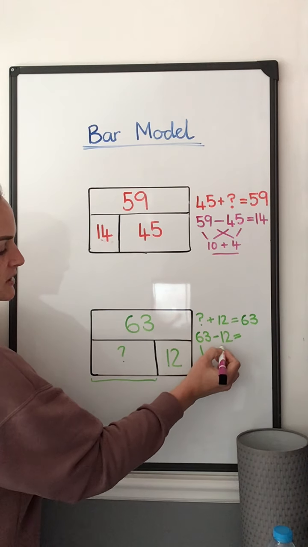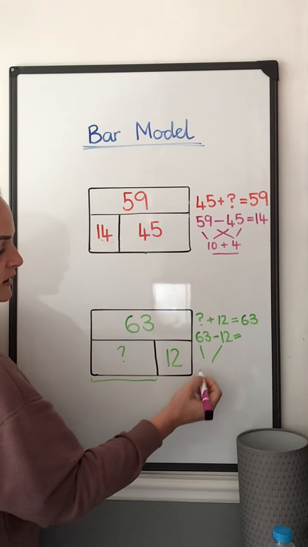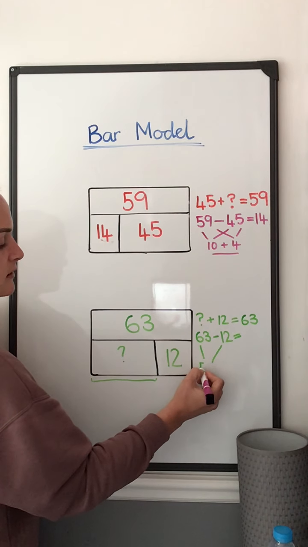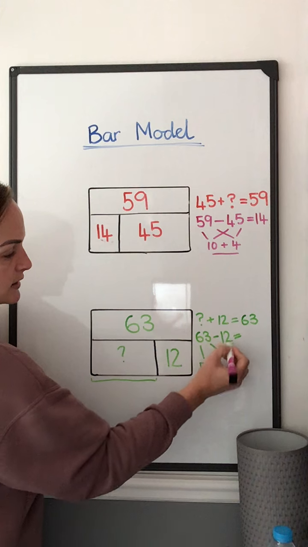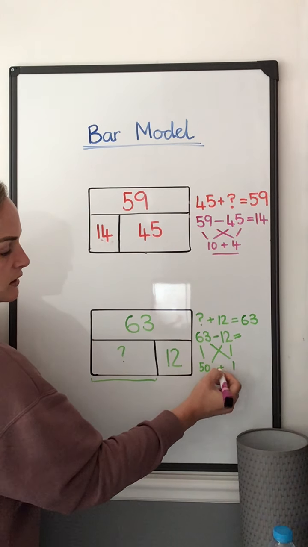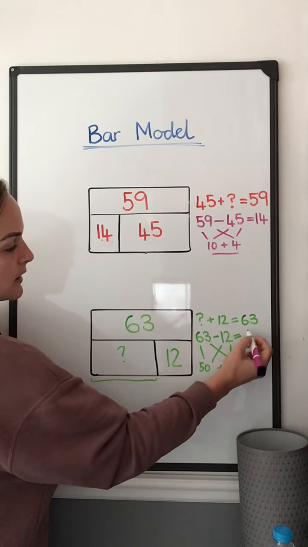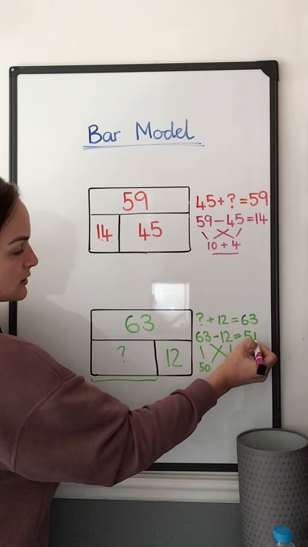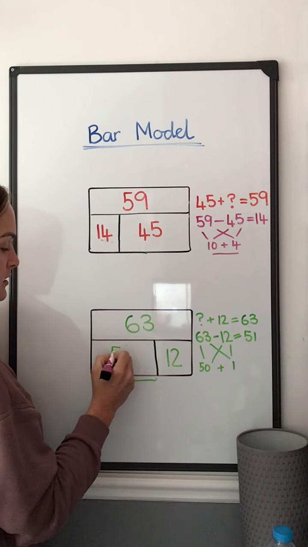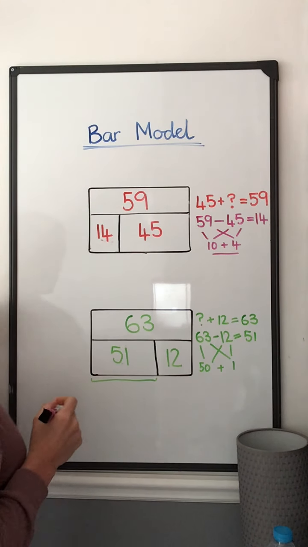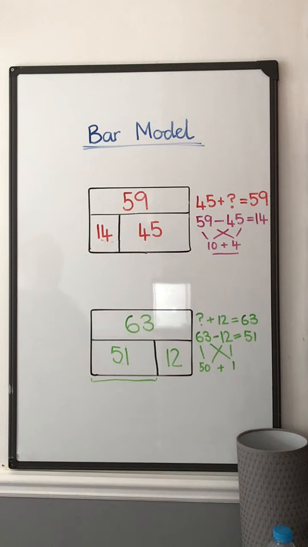Now again, partition, 6 take away 1 is 5, so 60 take away 10 is 50. 3 take away the 2 is 1. And I add those together, and that's my answer. So again, we're going to lose the question mark. And I'm going to put my answer in here. 51 plus 12 equals 63. So have a go, children, with the bar model and see how you get on. Good luck.